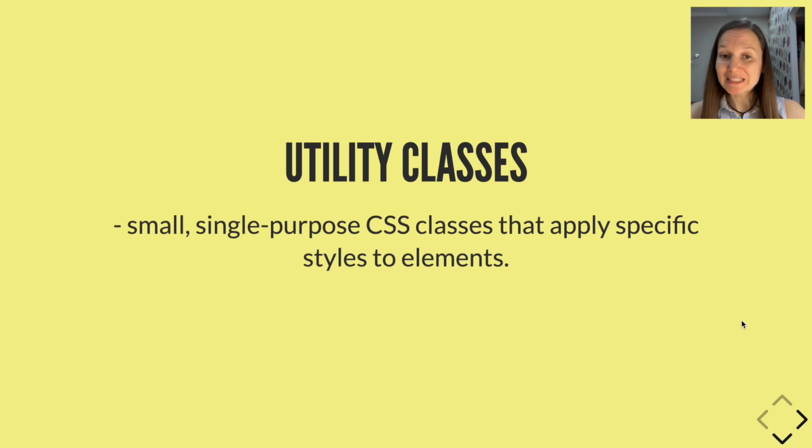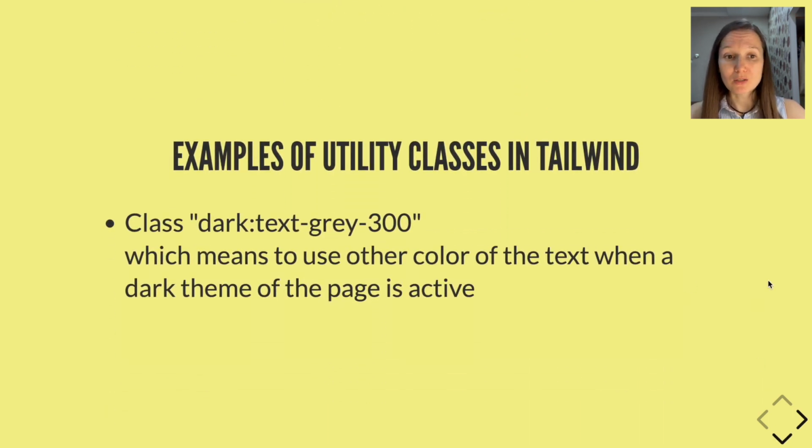To understand this system, we need to go back to the term we already heard at the beginning of this presentation, which is utility classes. Utility classes are small single-purpose CSS classes that apply specific styles to elements. This is a very common term for CSS frameworks, but if you have never worked with them, it can sound a little bit confusing. So let me show you some examples from Tailwind.